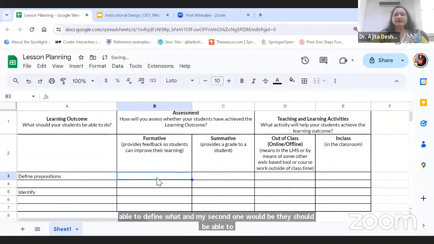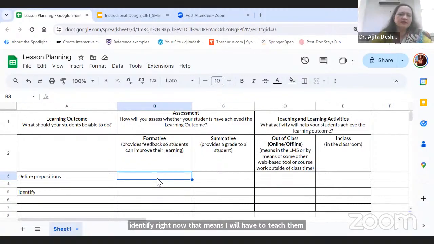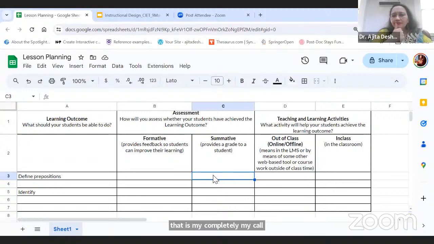Now, define prepositions means I will have to teach them what a preposition is, but they should be able to write or say it aloud. So possibly it could be summative. That's completely my call. So I'm right now considering it as summative. How will they say it? Orally or will they write? Because I'm providing a grade, I will say that they will write the definition.